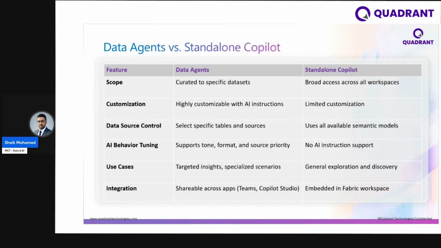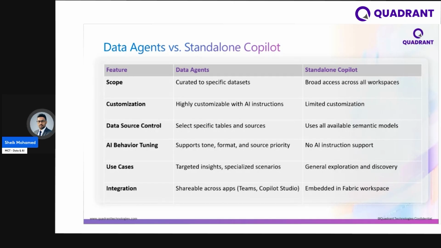Or if I ask any questions related to lead time or any specific questions related to that, then the agent needs to go through a specific source. You can set up those kinds of instructions to let it know how it needs to behave based on the user questions. But the standalone Copilot, we don't have any instruction support at all.